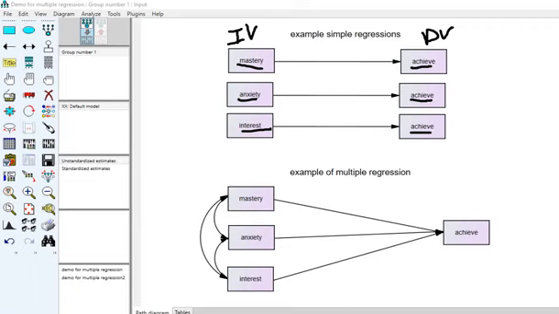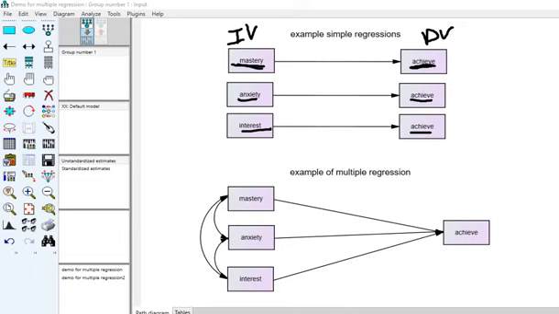So with a simple regression, we have a single independent variable predicting variation in a single dependent variable. For this first one, mastery is serving as a predictor of achievement. Another simple regression model might be anxiety serving as a predictor of achievement, and yet another model might be interest serving as a predictor of achievement. So those are three separate simple regressions that could be carried out to study the relationship between one of these independent variables and the dependent variable.